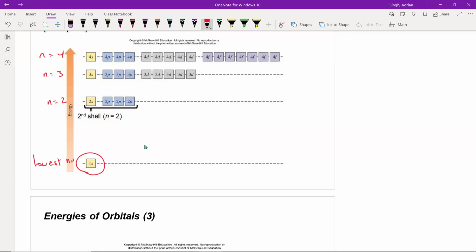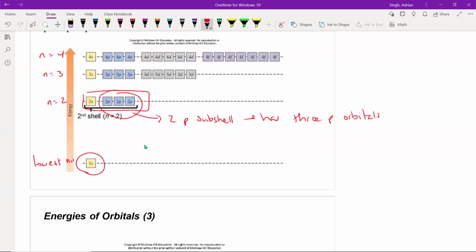So the n equals 1 has just the 1s. For the n equals 2, we have the 2s, and we have 3 of those 2p orbitals. So this collectively we call the second shell for n equals 2. And then here, we call this the 2p sublevel or subshell. Right? And it has 3 p orbitals.